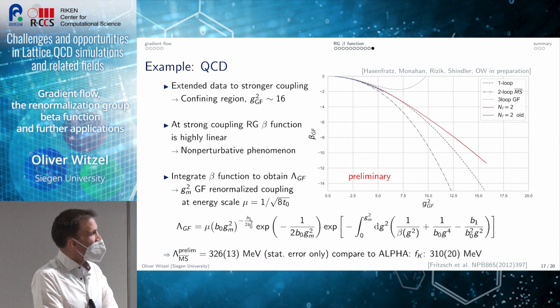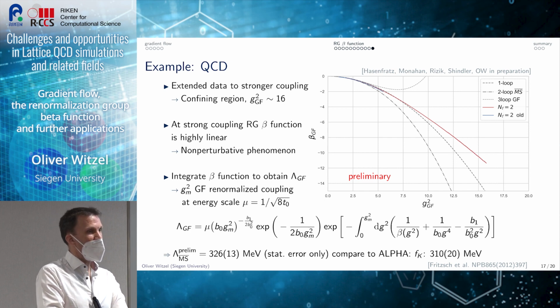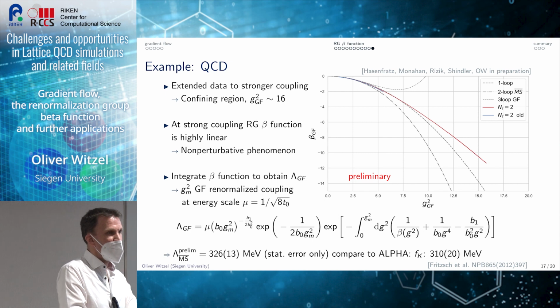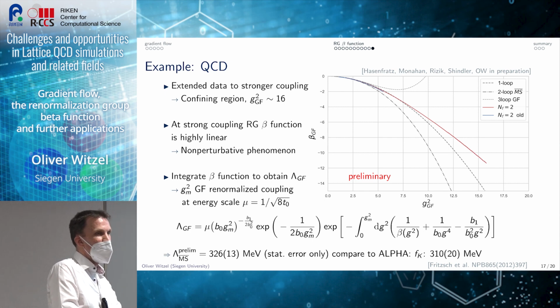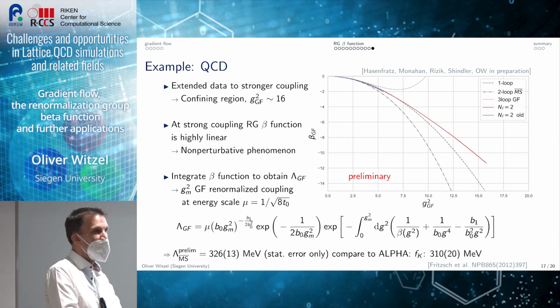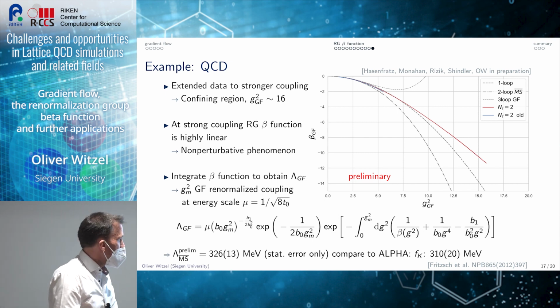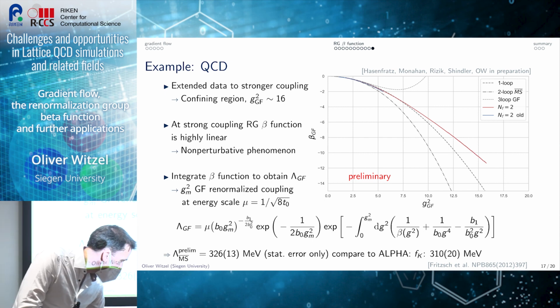But we are struggling here because these simulations get really hard. And of course, in the confining regime, we cannot do zero mass simulations. So we are doing finite mass simulations and then having chiral extrapolation on top.